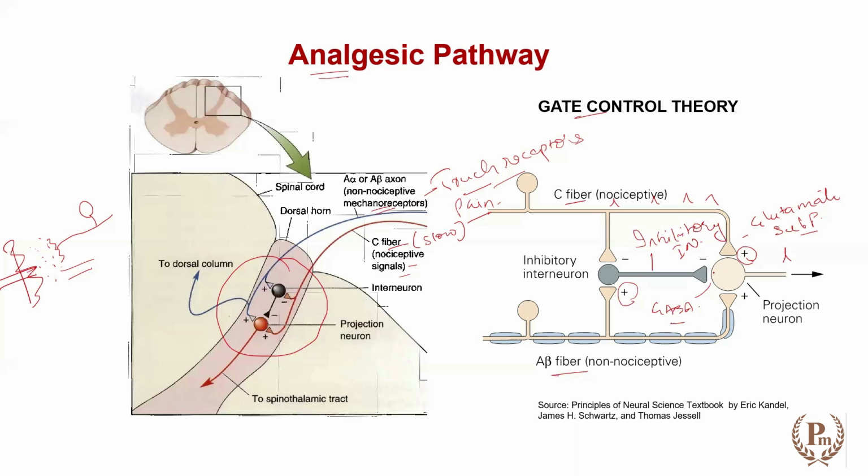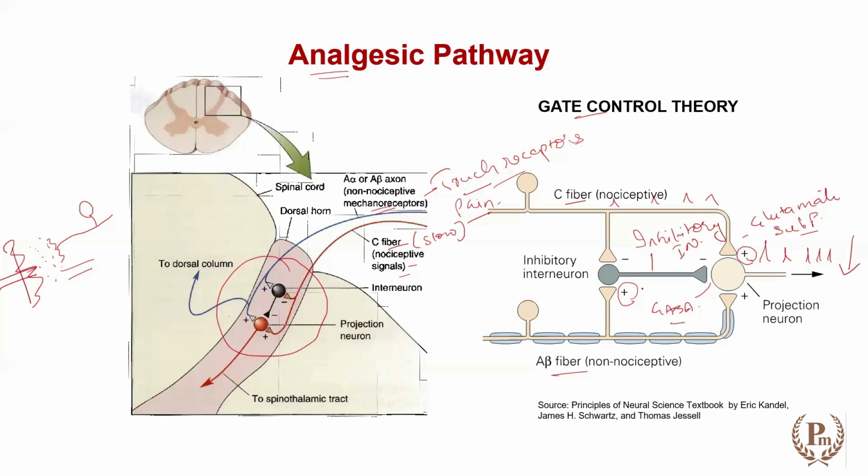So once this inhibitory neuron is stimulated, it causes the release of inhibitory neurotransmitter, which in turn hyperpolarizes the projection neuron. So what has happened to the amplitude or the volume of the action potential? It gets reduced. Once it is reduced, the perception of pain is reduced. So this is what is behind the gate control theory.